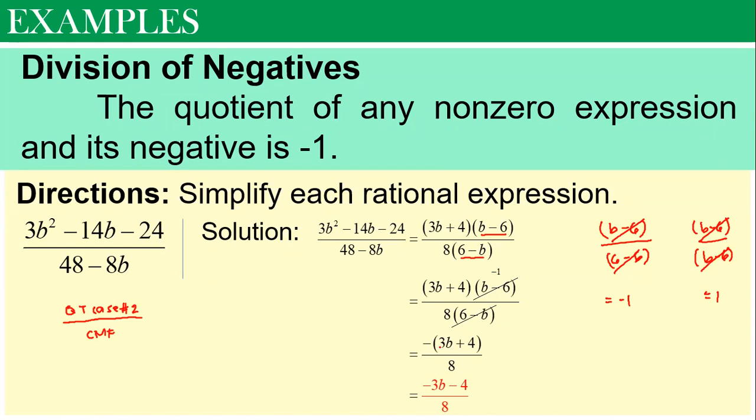So negative times the quantity 3b plus 4 over 8. And then you will just distribute the negative sign. That's why we got negative 3b minus 4 over 8. So this is the final answer. Ayan. Okay? So that is the division of negatives. Pag magkabaliktad lang po yung terms.